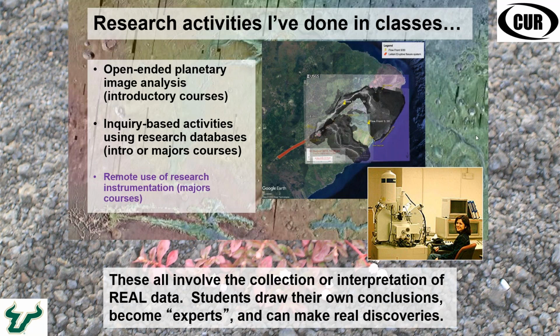So I want to talk a little bit about what I've done in my classes. These are research activities, course-based research activities. I'm going to basically focus on the low-hanging fruit here. I've done talks about this in terms of low-cost, no-cost activities because, in fact, there's really very little cost to doing any of this. So open-ended planetary image analysis is something I've done routinely in introductory courses where we're actually working with databases from other planets. And in majors courses, as well as intro courses, I've done similar kinds of activity using terrestrially focused research databases as well. And I have done work with the remote use of research instrumentation in majors courses.